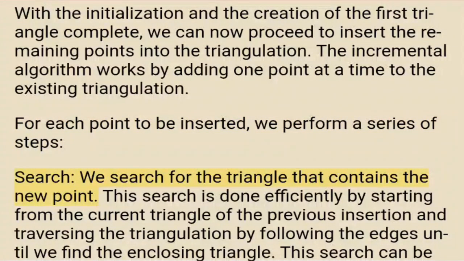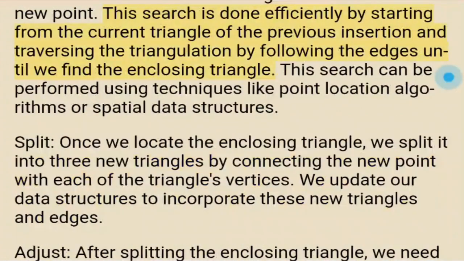Search. We search for the triangle that contains the new point. This search is done efficiently by starting from the current triangle of the previous insertion and traversing the triangulation by following the edges until we find the enclosing triangle. This search can be performed using techniques like point location algorithms or spatial data structures. Split. Once we locate the enclosing triangle, we split it into 3 new triangles by connecting the new point with each of the triangle's vertices. We update our data structures to incorporate these new triangles and edges.